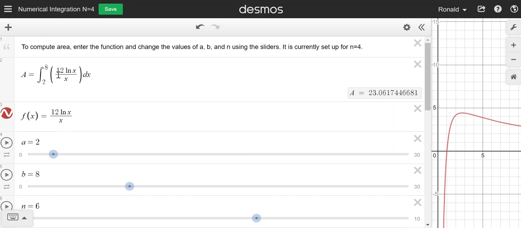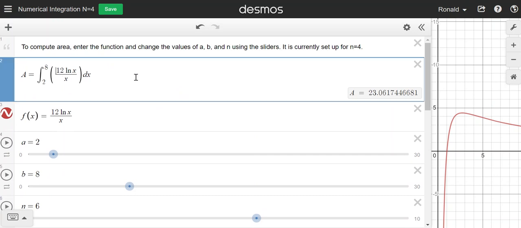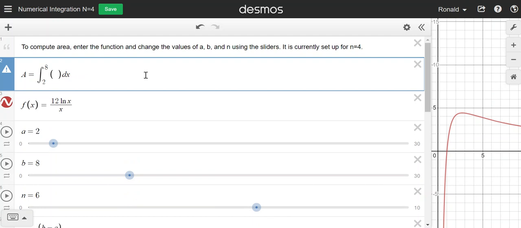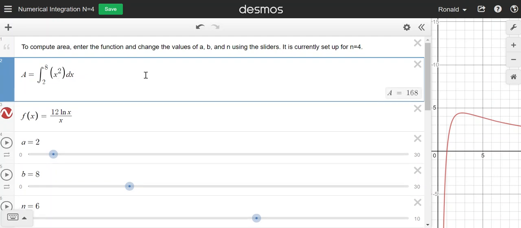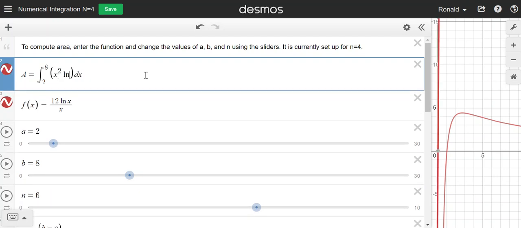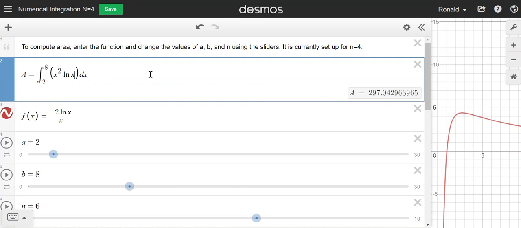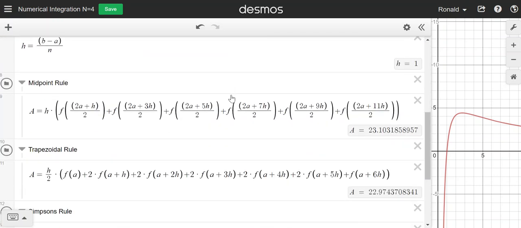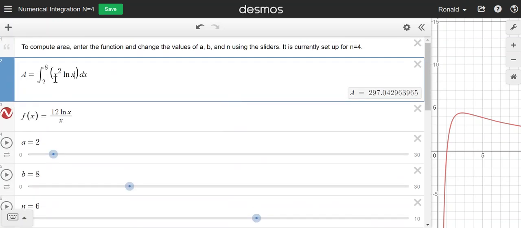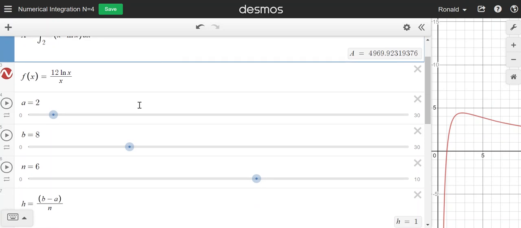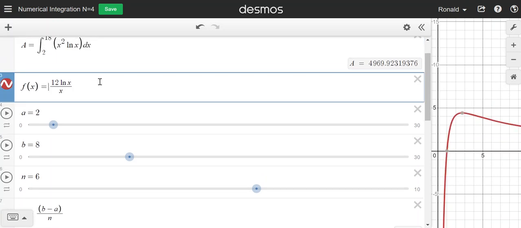What we could do if we wanted to is we can just do a different function up here. So let's just evaluate something a little bit different. Let's just do something like x squared log of x. And let's evaluate that from 2 to 18. See what happens.